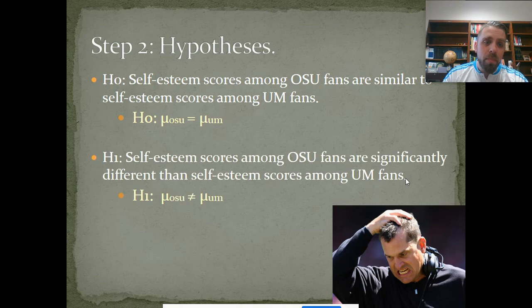Then conversely, my alternate hypothesis, self-esteem scores among Ohio State fans are significantly different. Different, that's all I care about. Different in either direction, doesn't matter. I just need to find a difference from self-esteem scores among U of M fans. Or H1 equals mu of OSU does not equal mu of UM. So I'll repeat those. My null hypothesis, mu of OSU equals mu of UM. My alternate hypothesis, mu of OSU does not equal mu of UM.